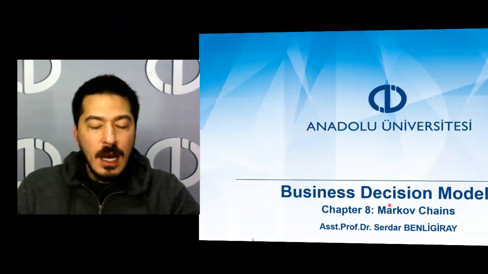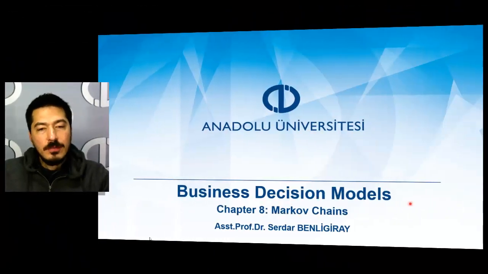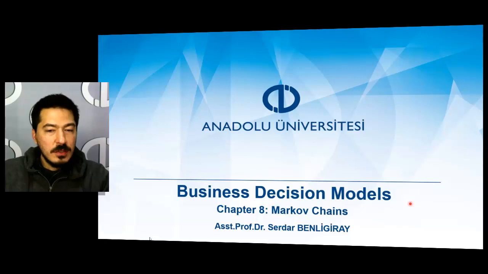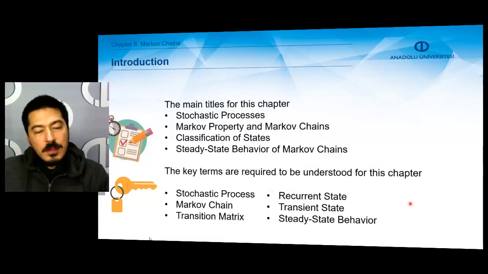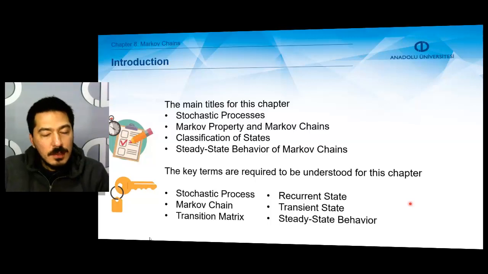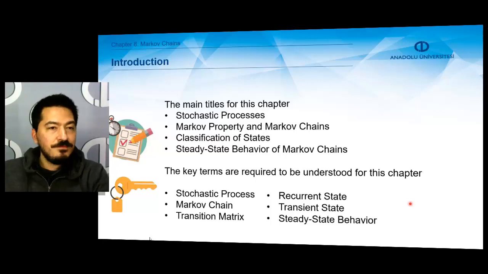Hi, this is the outline video for the final chapter of business decision models, which is Markov chains. This chapter begins with building a foundation by explaining stochastic processes, then introduces the Markov property and Markov chains, and right after that, further explanations are given about the Markov chains.